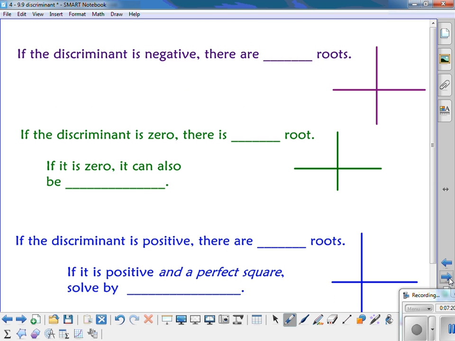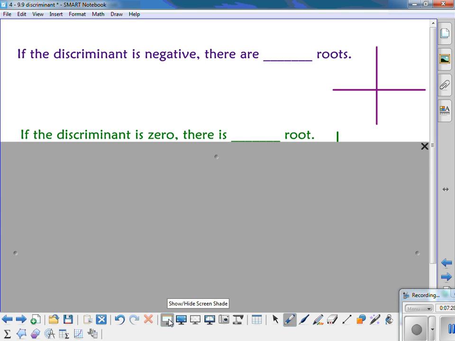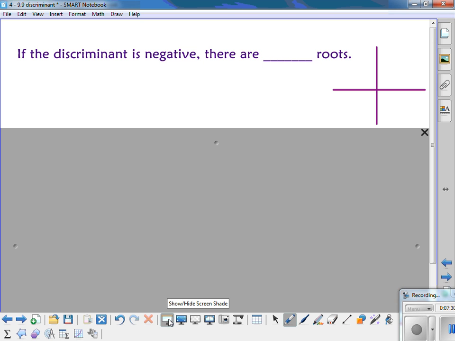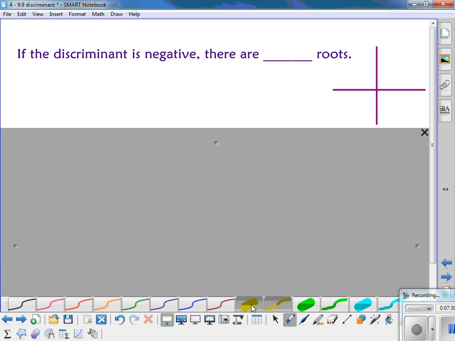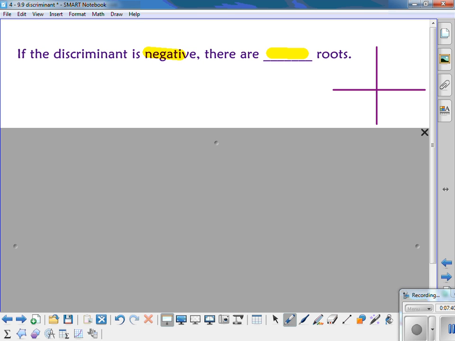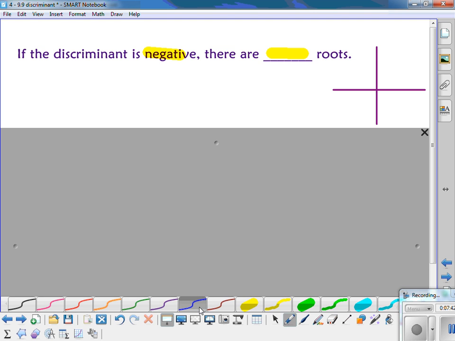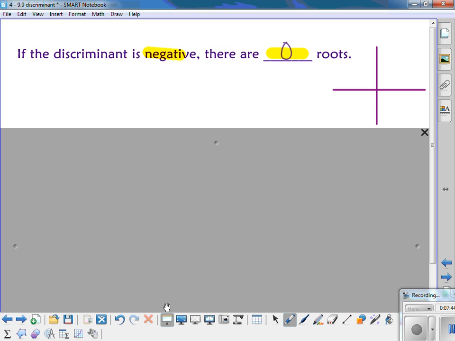Alrighty. So now we're going to talk about what it means if the discriminant is negative, if it's 0, or if it's positive. So let's just start out with if the discriminant is negative. If the discriminant is negative, then there are 0 roots.